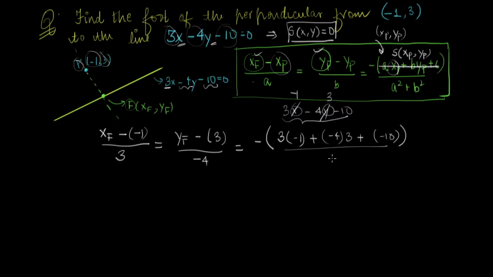Once you've done that, we must divide it by a squared plus b squared, and a squared plus b squared are the sums of the squares of the coefficients of x and y.